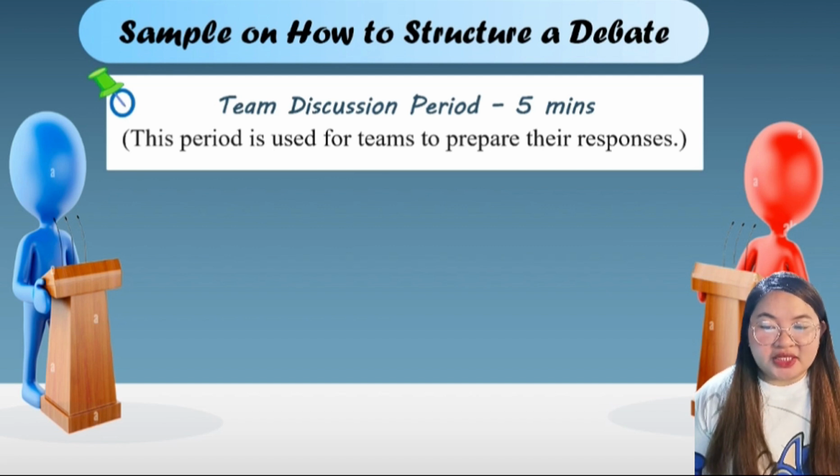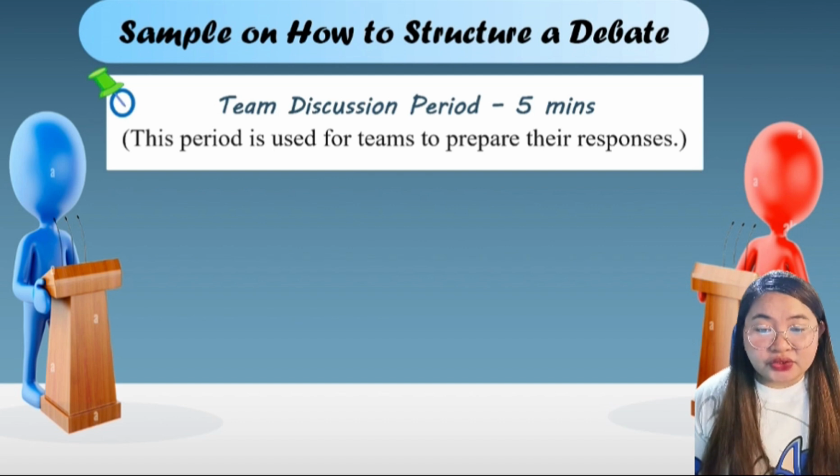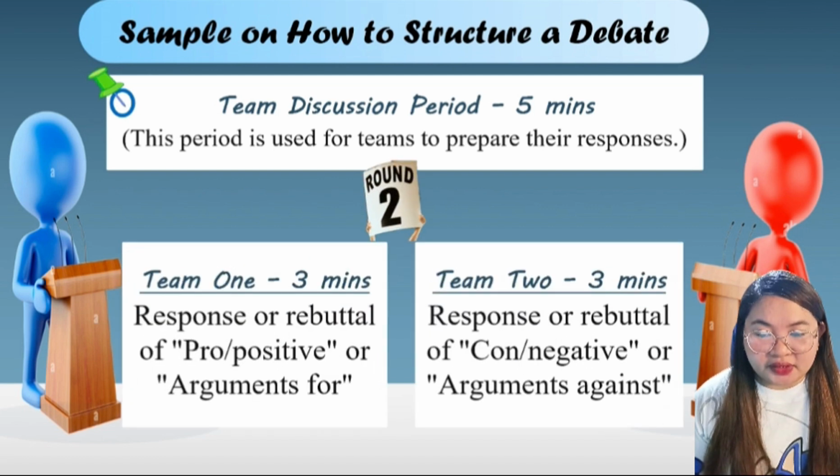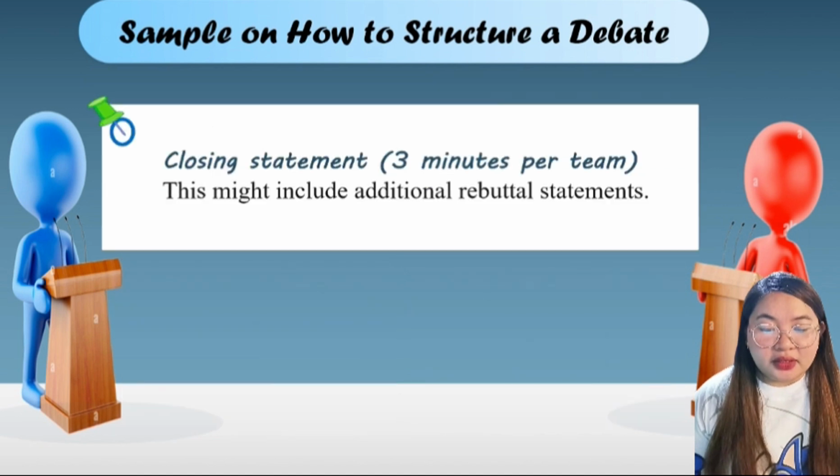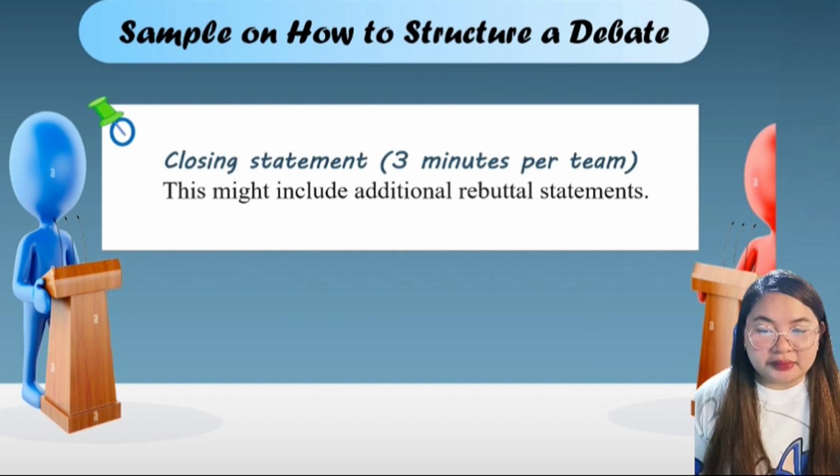Then after that, they will be given a time period of 5 minutes for team discussion. This period is used for teams to prepare their responses. And then round 2 will begin. Each team will again be given 3 minutes for the response or rebuttal and the closing statement. So again, each team will be given 3 minutes for their closing statement. This might include additional rebuttal statements.